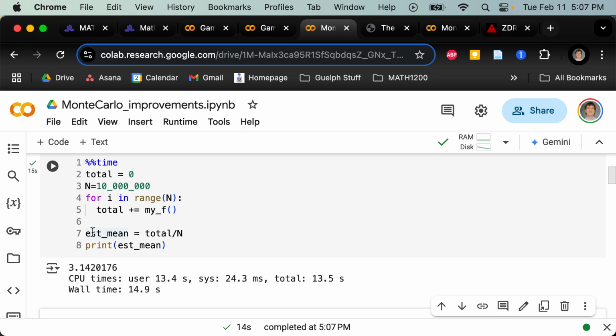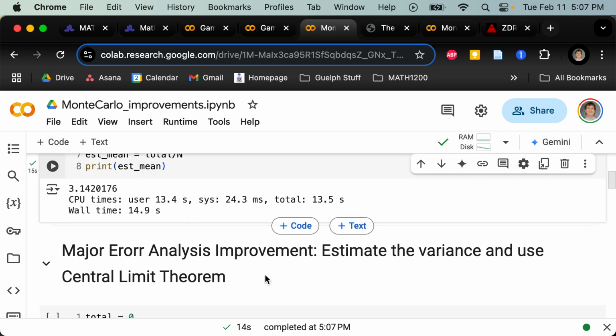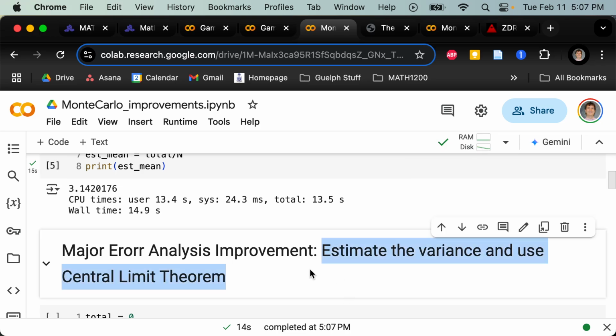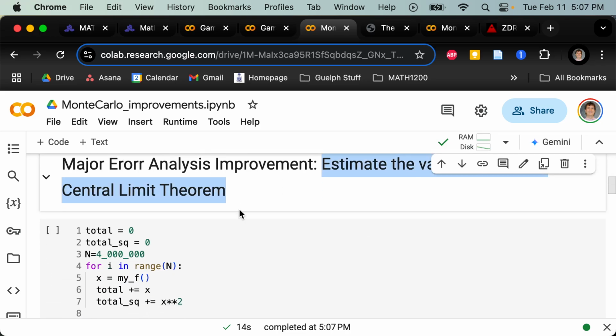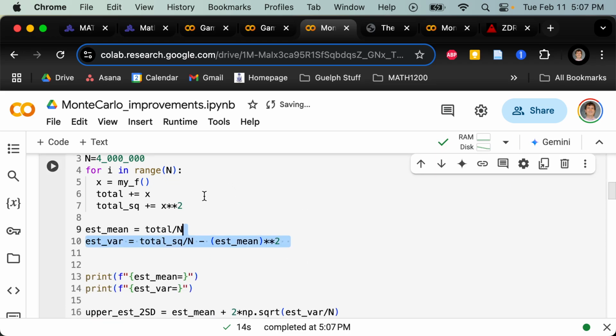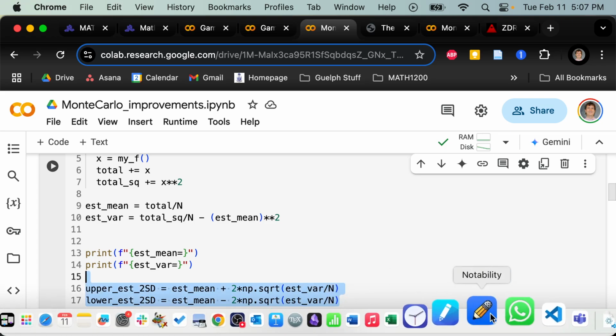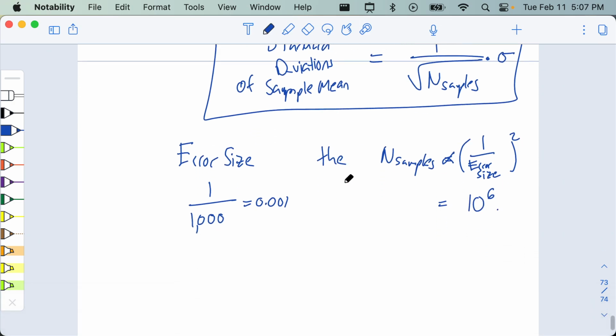So the first big improvement is, anytime you're doing this kind of empirical averaging, you can always figure out how big the error is just by estimating the variance. And this is technically the central limit theorem. What you can do is estimate the variance by adding up the squares of the samples. When you estimate the variance, you can create an upper and lower estimate. This is the kind of thing you do in stats class. So this is improvement number 1: don't just estimate the mean, estimate the plus minus.